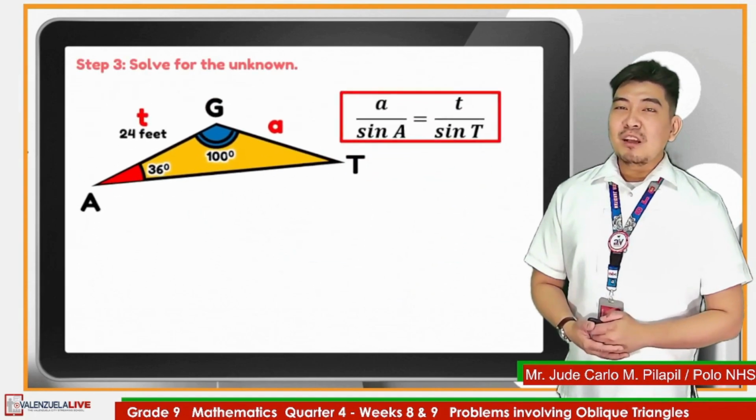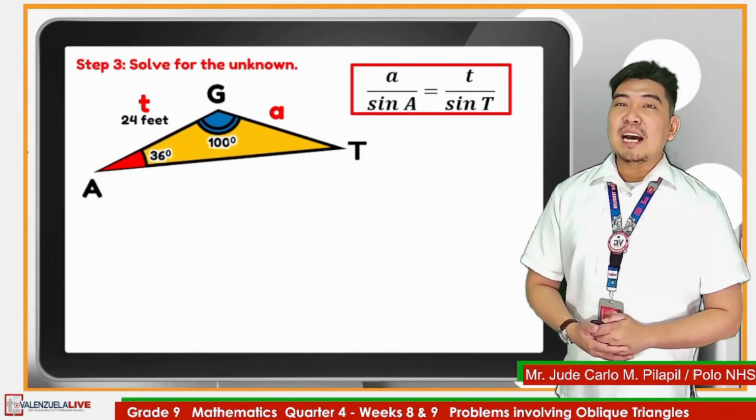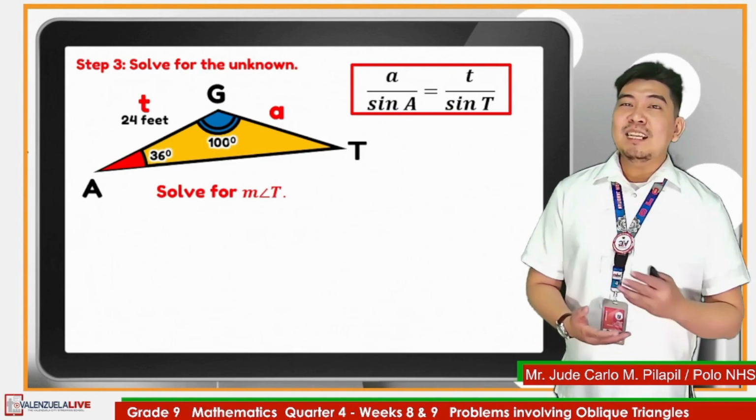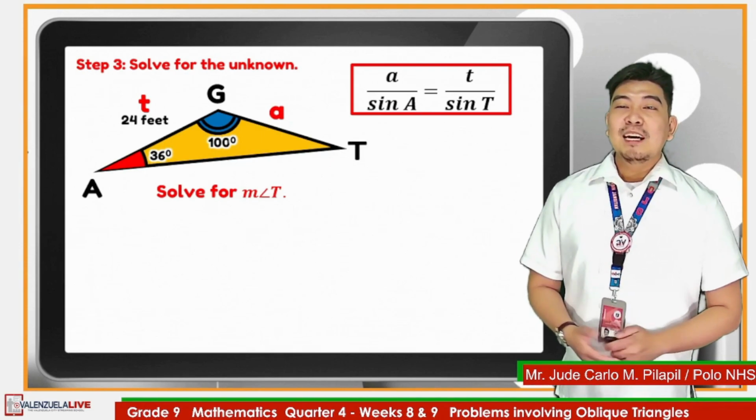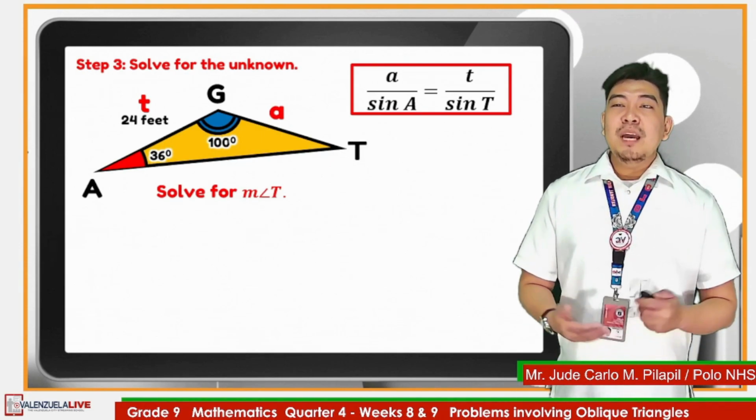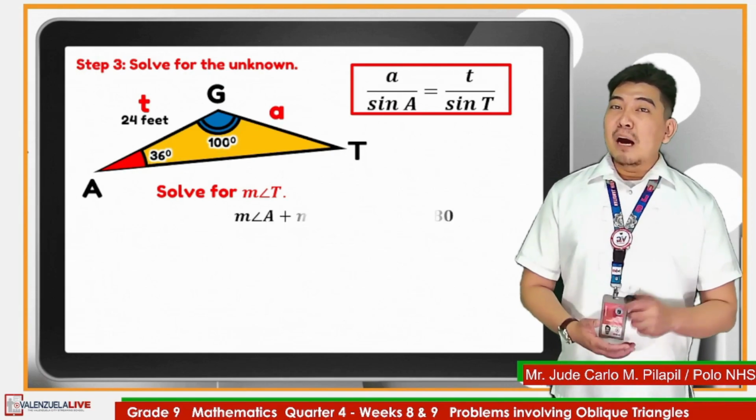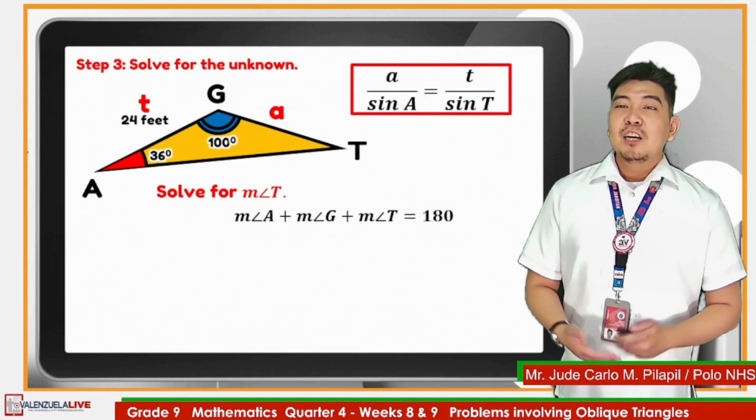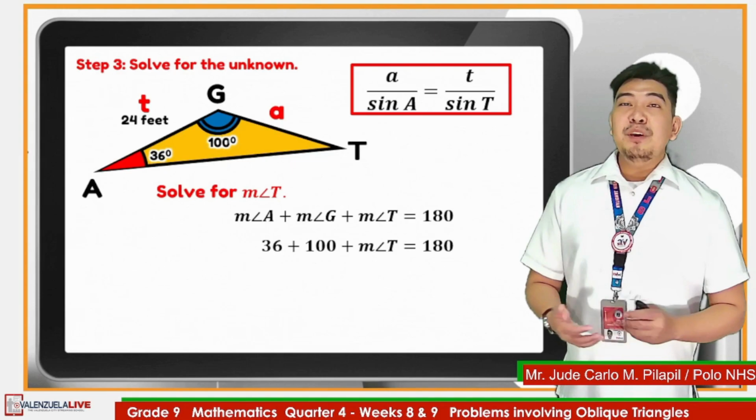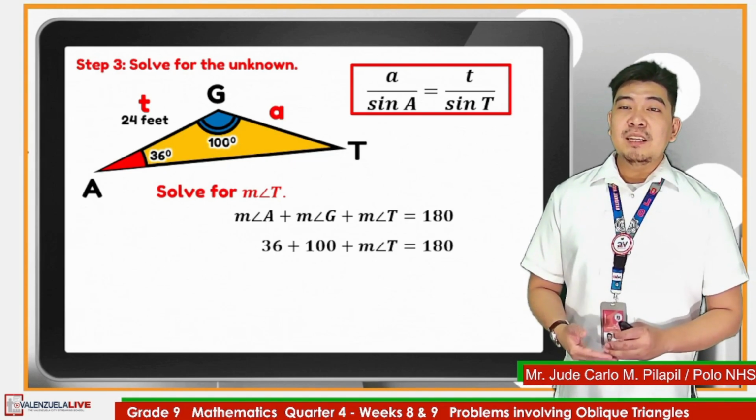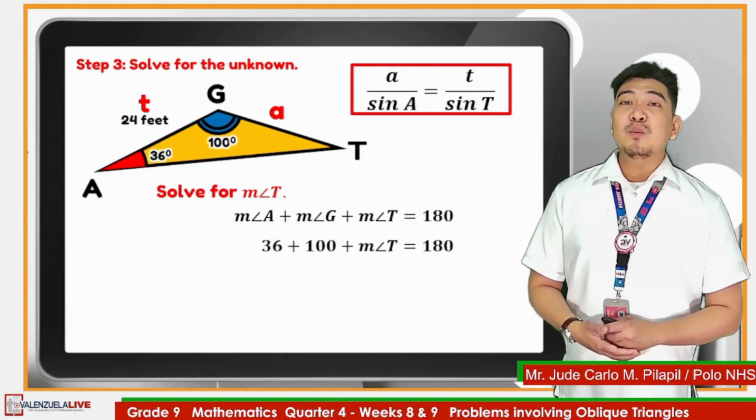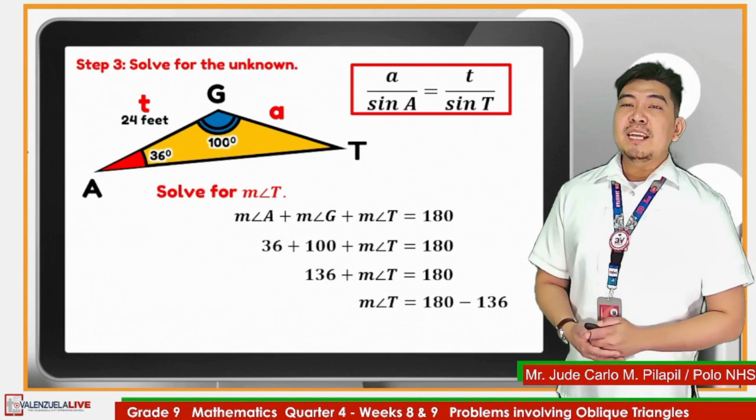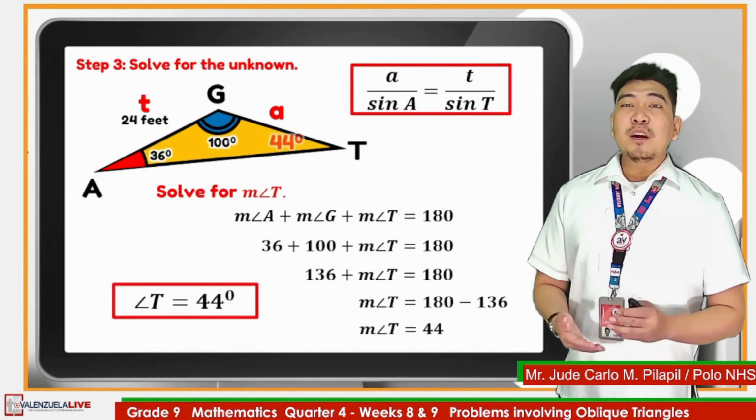Before we use the formula, let us solve for the measure of angle T, since it is a value that is needed in the formula. To solve for the measure of angle T, we apply the theorem stating that the sum of the interior angles of a triangle is equal to 180 degrees. Substituting the values into the equation, we obtain 36 plus 100 plus the measure of angle T is equal to 180. If we continue to simplify, we obtain the measure of angle T, which is 44 degrees.